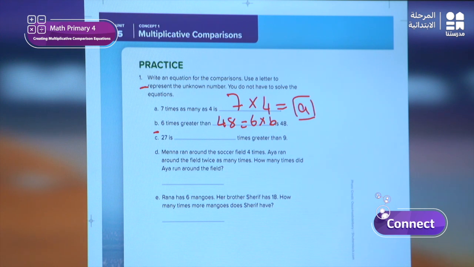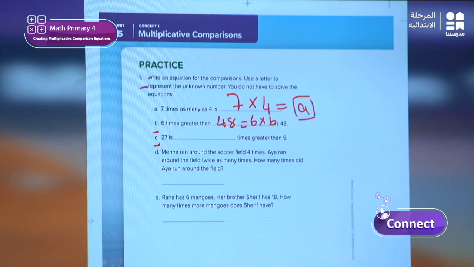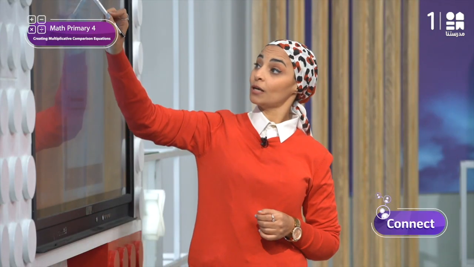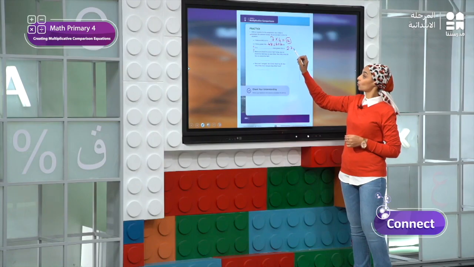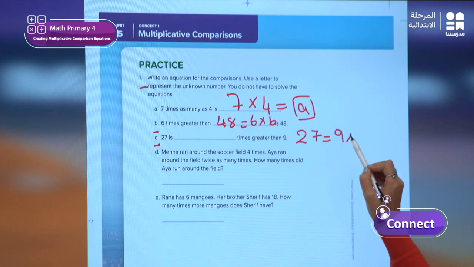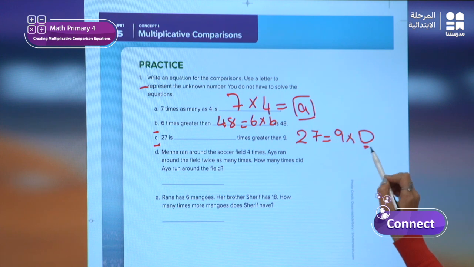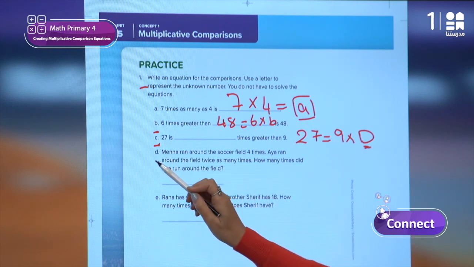Okay? Now we have the same in problem number 3. Let's see problem number 3. It is telling me 27 is 9 times what? 27 is 9 times what? So how do I write the equation? The same. I say 27 equals 9 times what? The missing number I will write as the letter D. Okay? Let's move to problem number 4.